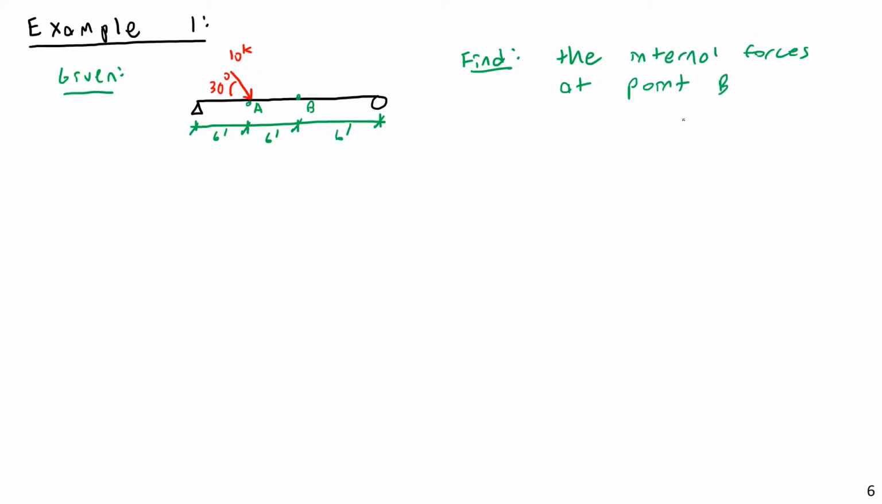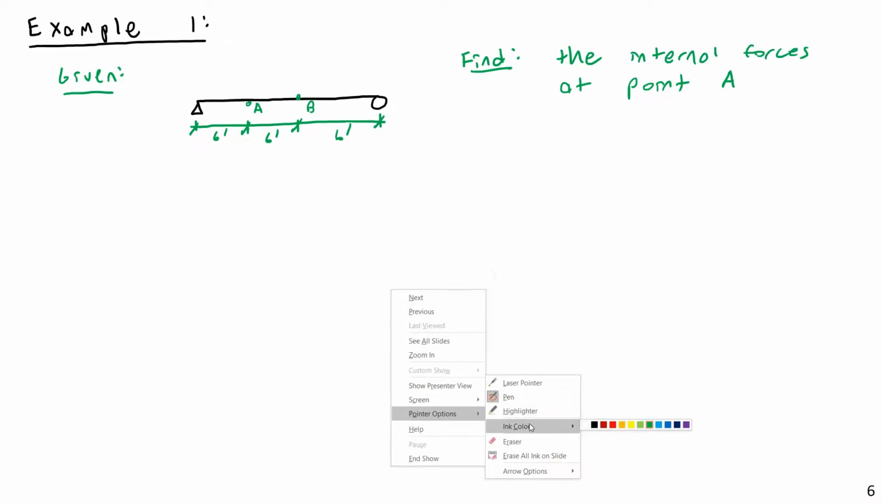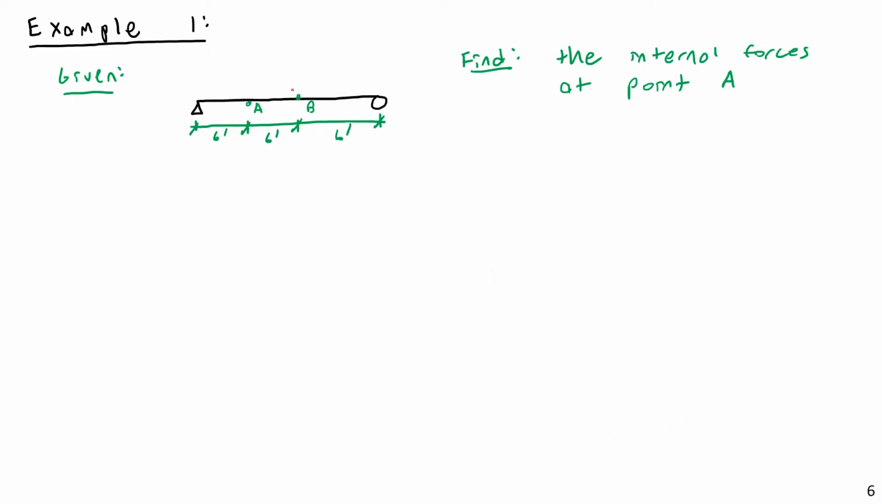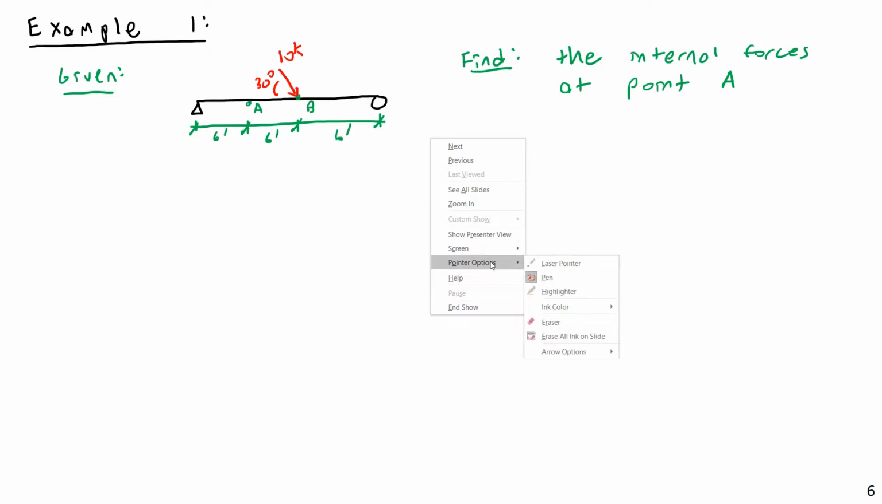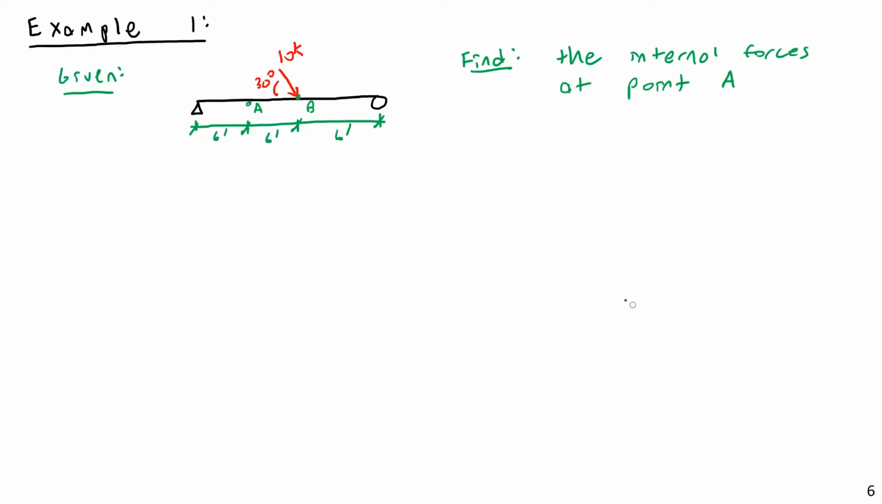Actually, looking at this, I think I might switch this around a little bit. And I think it might make a little more sense to do the internal force at point A here. That'll be a bit more interesting on the axial force front. So let's go ahead and look at that. I think that'll work out a little bit better. So you have a 10 kip force again at an angle of 30 degrees. Okay, so we're going to find the internal forces at point A.